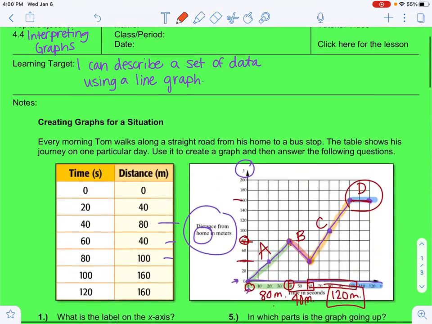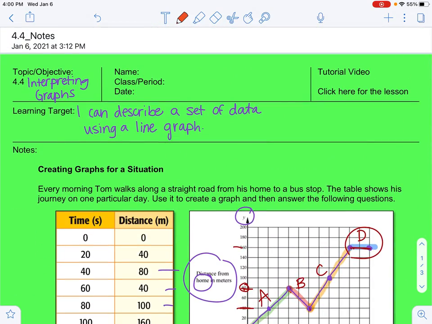Alright, so that was all about interpreting graphs. I hope that made sense. If you're confused about it, please let me know. I'm more than happy to go through Google Meet with you to make sure you understand it. Otherwise, if you have questions, let me know.